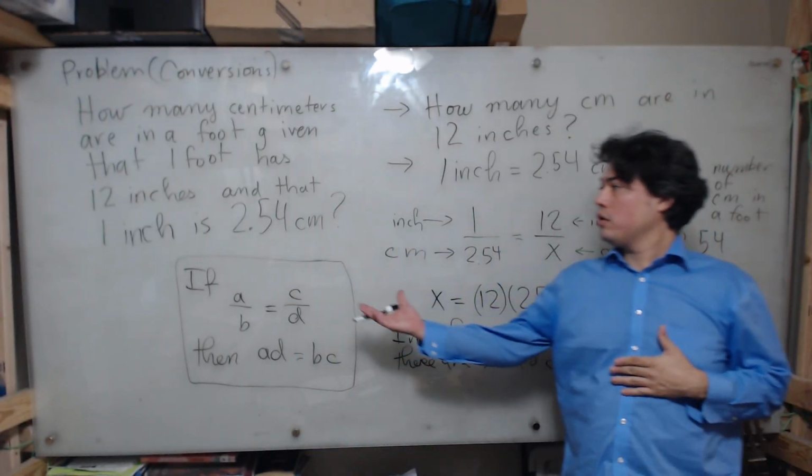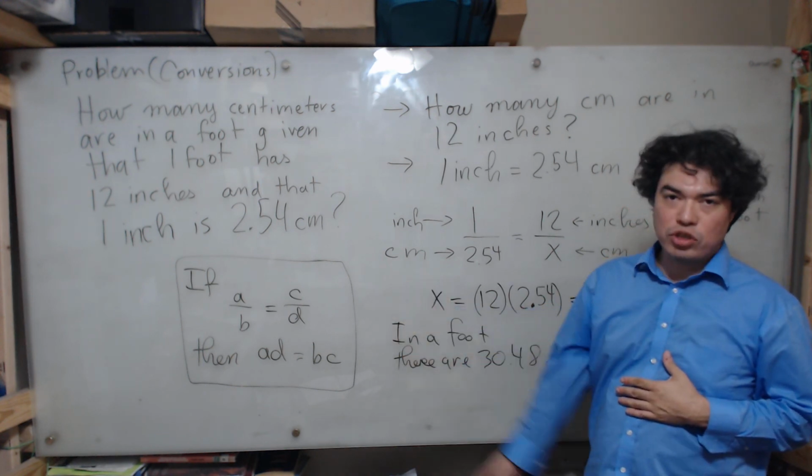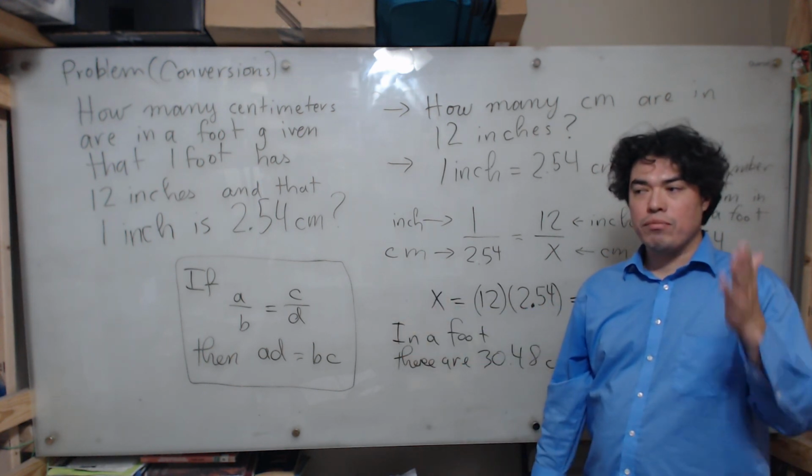and there you have it. This conversion problem has been solved. 1 foot has 30.48 centimeters.